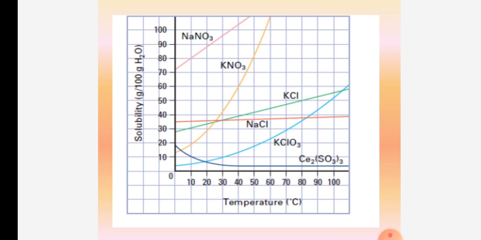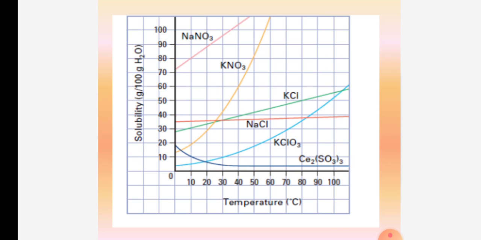Okay, now let us take the yellow color line which is showing potassium nitrate. You can see the solubility of potassium nitrate from 10 degrees to 100 degrees. That is, even at 60 degrees it shows a maximum level. That means it is rising as the temperature increases.